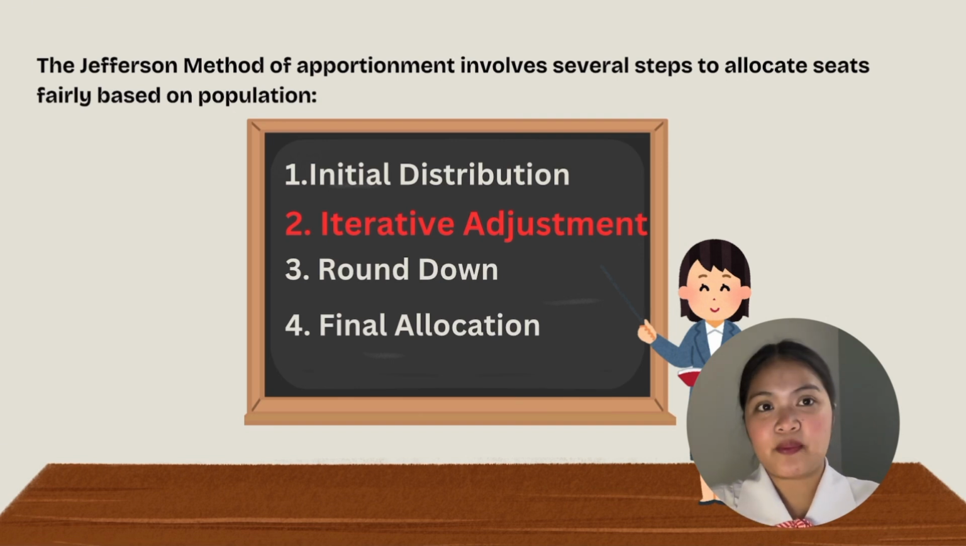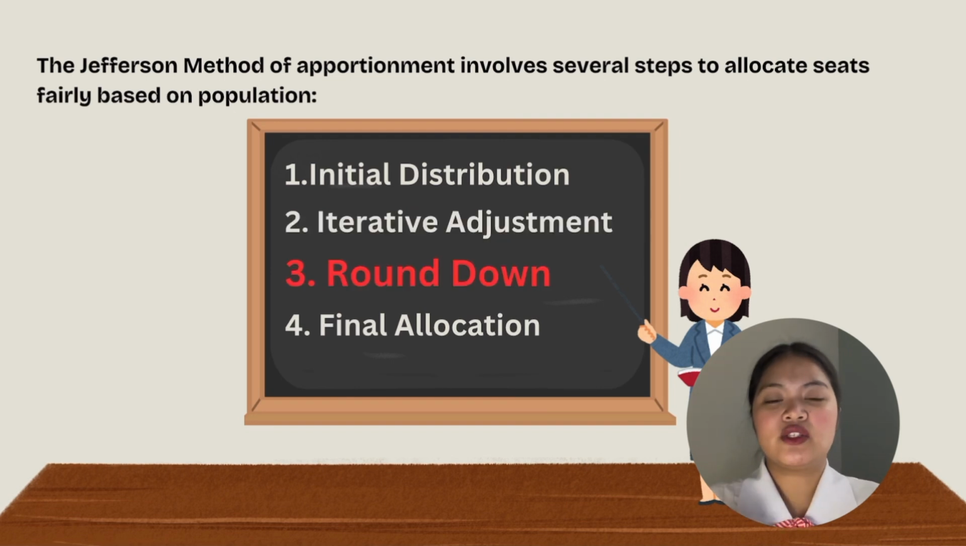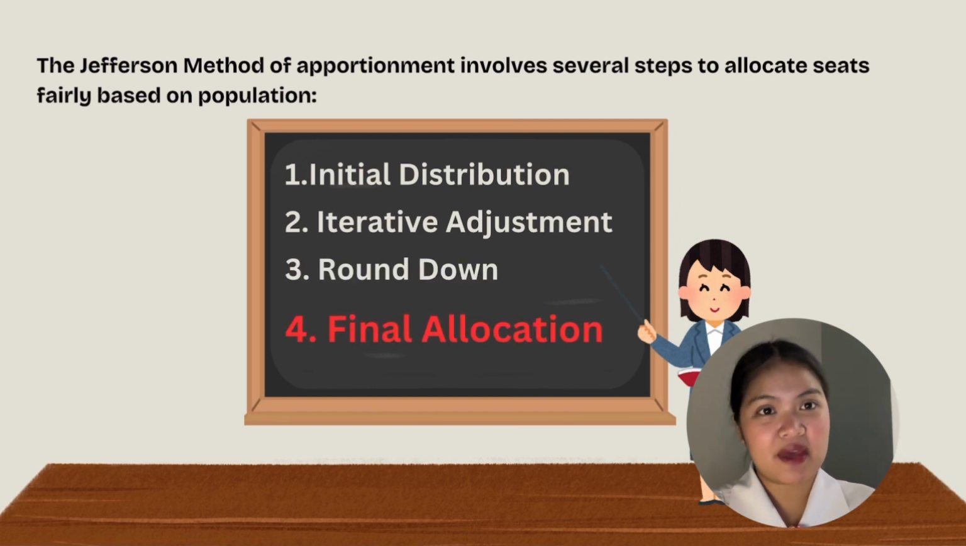The third step is called round down. After adjusting the divisor, fractional seats are rounded down to the nearest whole number to avoid exceeding the total number of seats. And then the last and final step is called final allocation. This method aims to ensure fair representation by preventing overrepresentation of larger regions and underrepresentation of smaller ones.